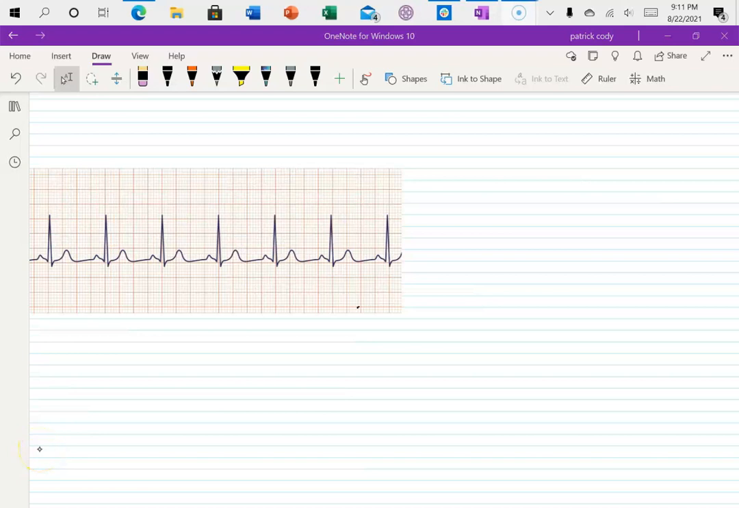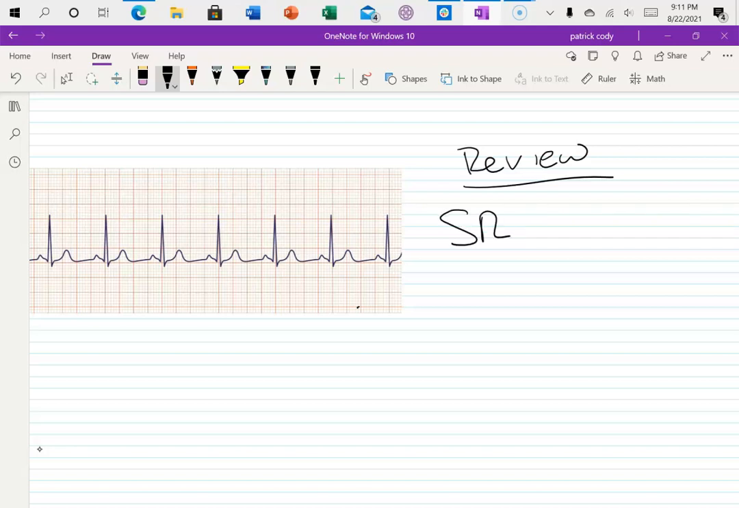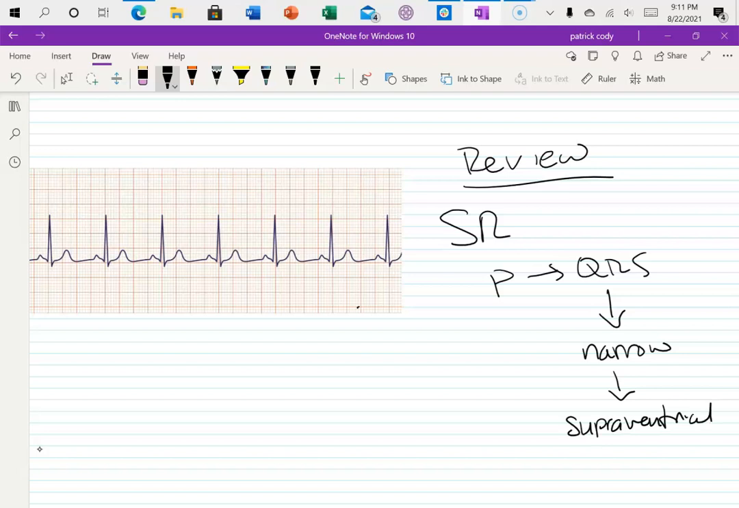Okay, gang, I want to take just a second to review and then we'll conclude this lesson. So we talked about in this lesson that in order for something to be a sinus rhythm, we're going to have P waves, and those P waves are going to be in front of the QRS complex. The QRS complex is going to often be narrow, and if it's narrow, that means it's supraventricular. Okay, all that means is it's above the ventricle.